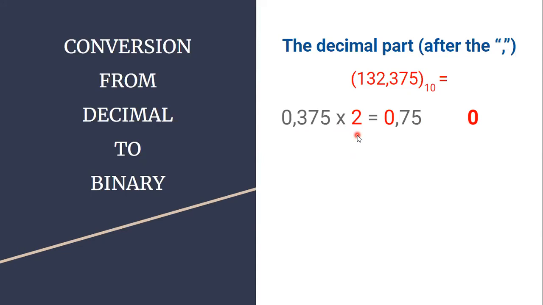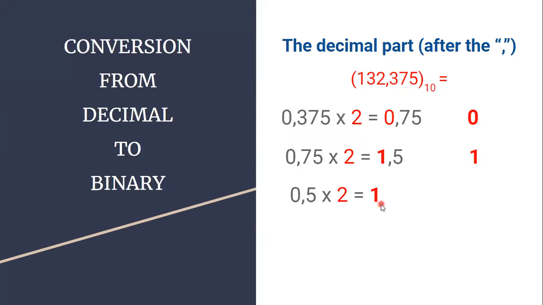When am I going to finish these multiplications? When I will not have any more decimal numbers. Now, I get 0.75 multiplied by 2 and I get 1.5. Now, I keep aside number 1 and I use the 0.5. I have kept number 1 and what do I have now? 0.5, and I get 0.5 multiplied by 2 and I get 1.